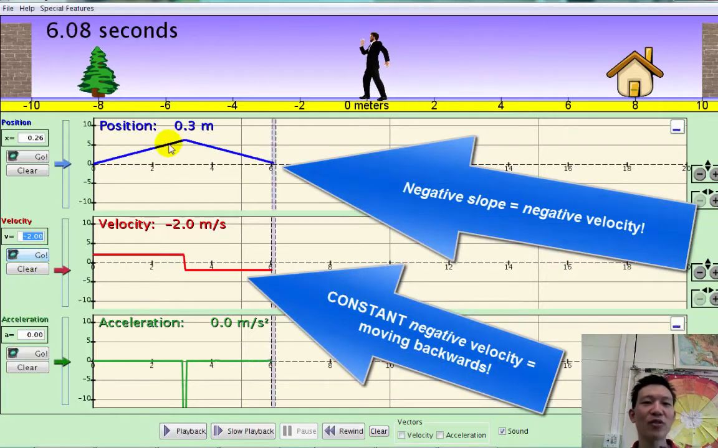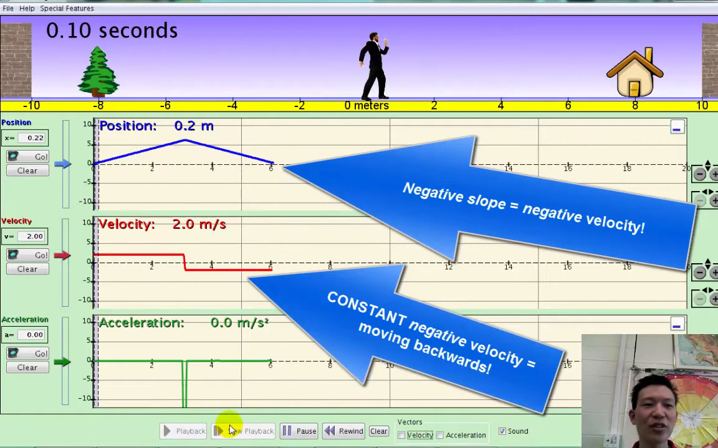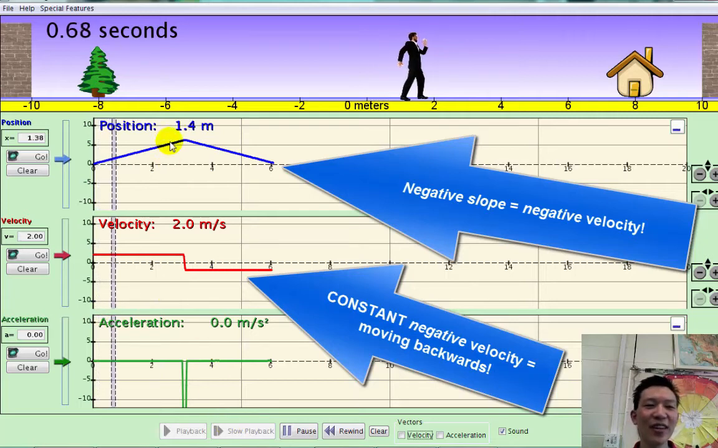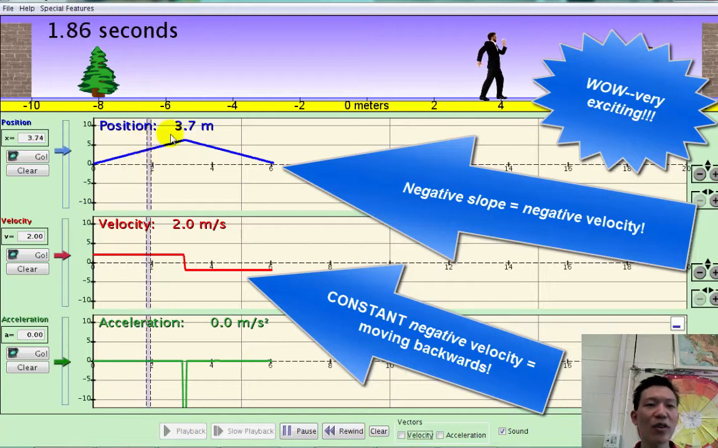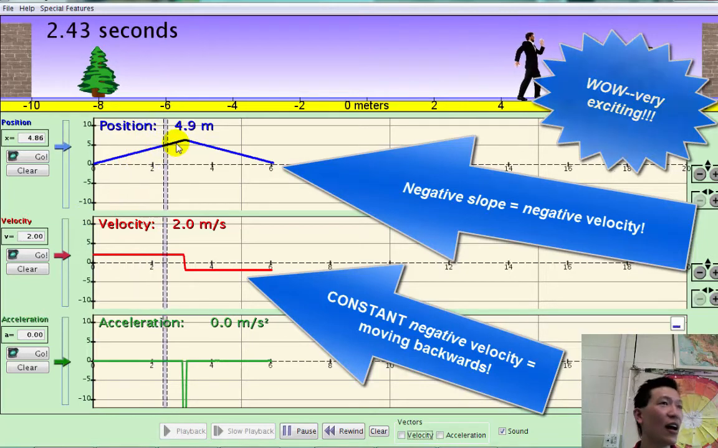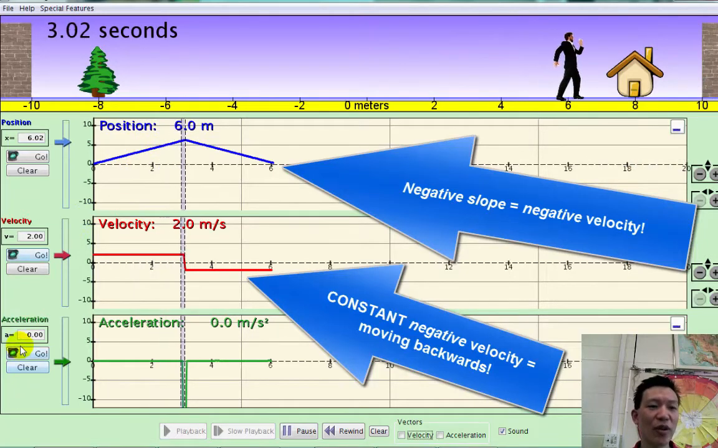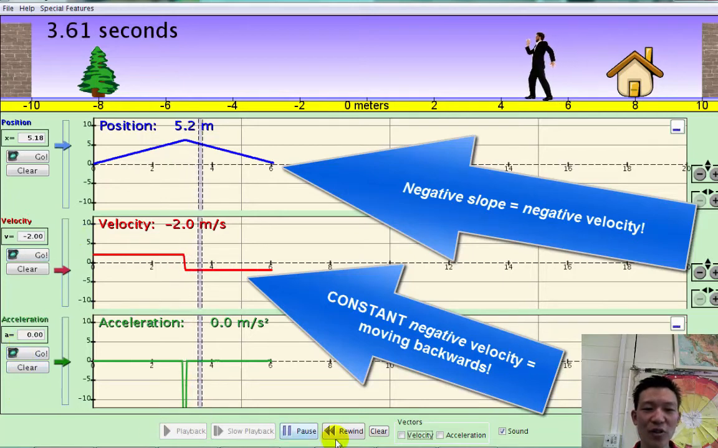So notice what's different here is the position graph goes backwards. It shows him going forwards to the house and then coming back. You see that? And we can actually rewind this and watch this in slow motion. Wow. So notice here, he's going forwards at 2 meters per second, but the slope here is going upwards at a steady rate of 2 meters per second.